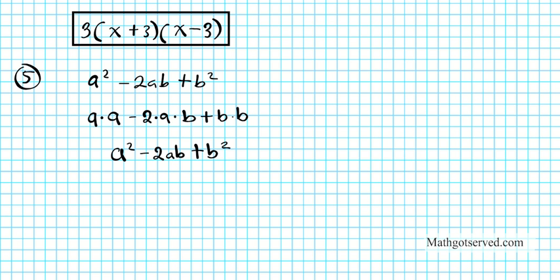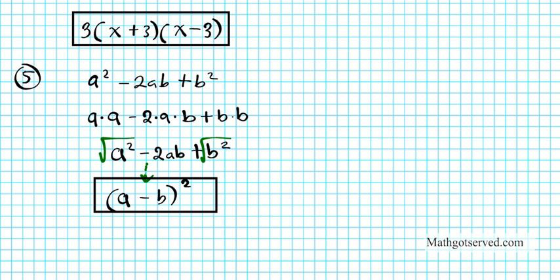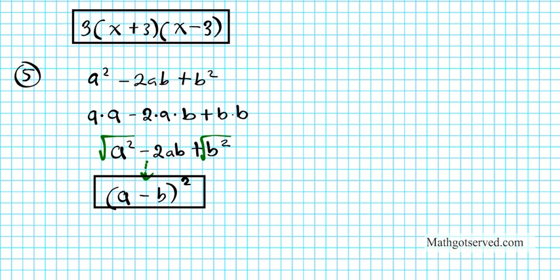This is a perfect square trinomial. So to factor this, all you do is you root the first and the last, and then you bring down the middle sign. So if I do that, the square root of a squared, the square root and the square cancel. You have a, bring down the minus, and then square root of b squared is b, quantity squared, and there goes the factored form. Okay, so let's box this. There you have it.